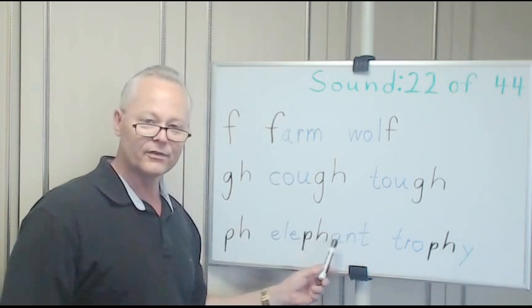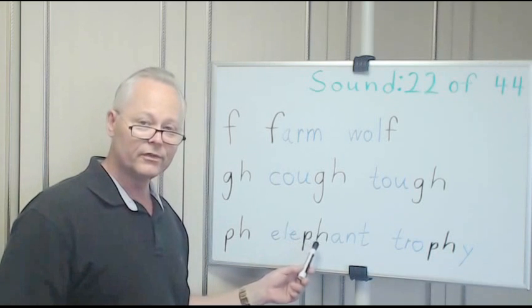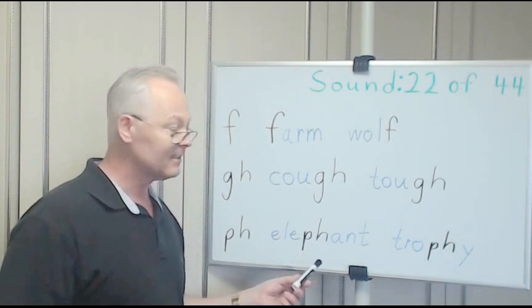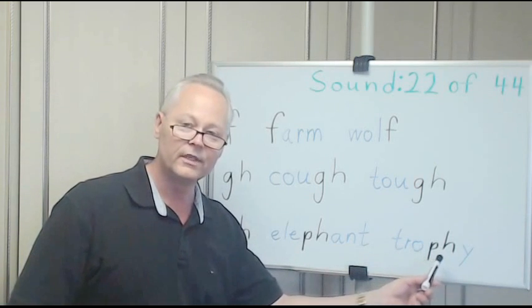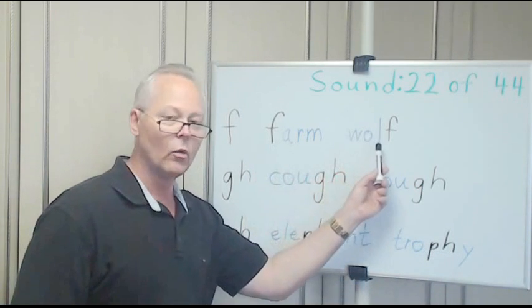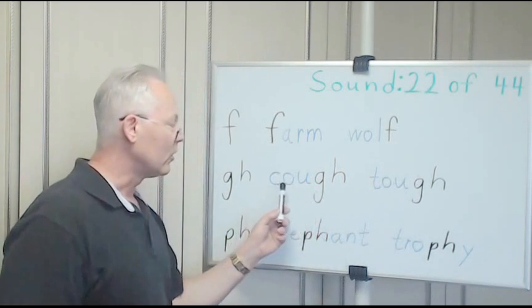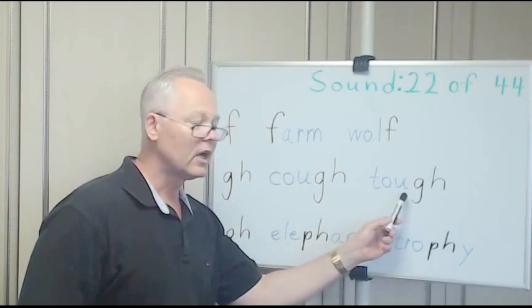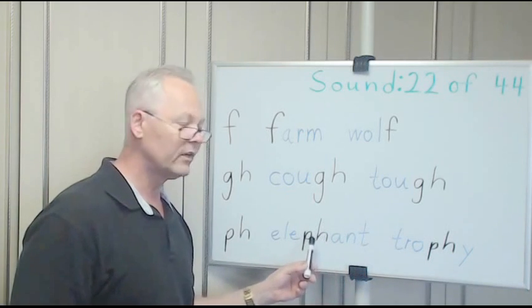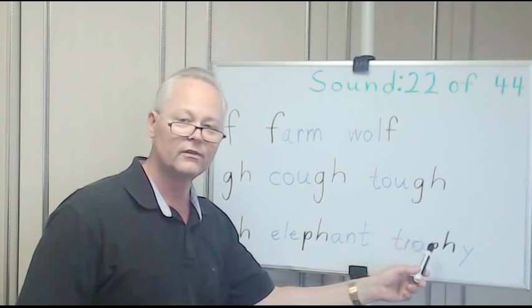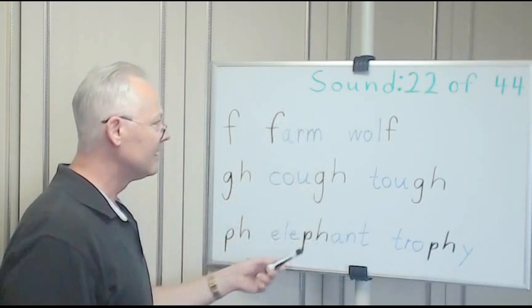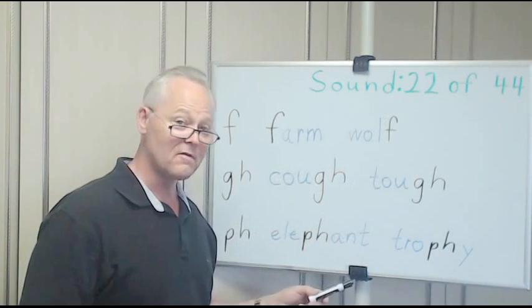Elephant. Now, in elephant, the F sounds a little bit stronger, isn't it? Trophy, farm, wolf, cough, tough, elephant, trophy. Sound number 22.